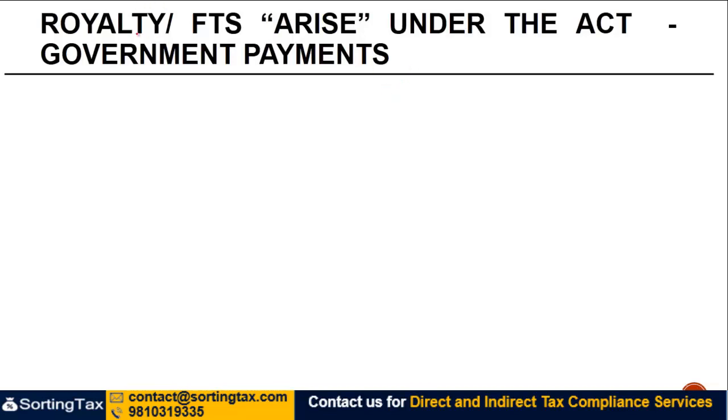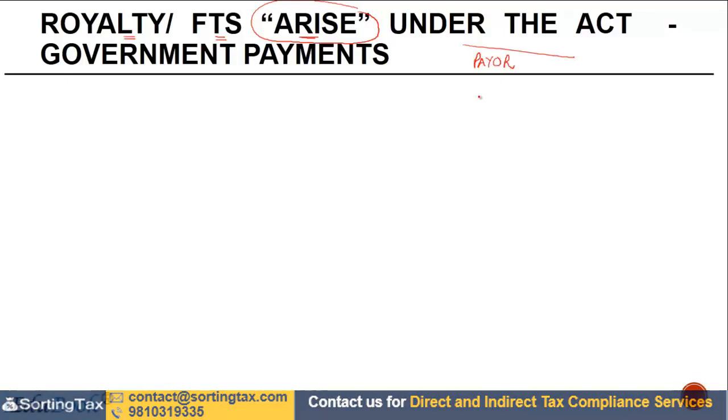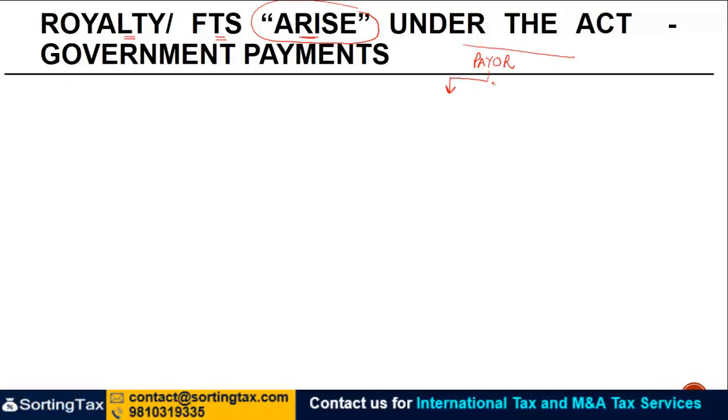Now let us look at when does royalty or FTS arise under the Act. One of the conditions for taxation of royalty is that it should arise in India, right? Interestingly, whether or not a royalty arises, insofar as royalty and FTS is concerned, is determined more by who is the payer, right? And for these purposes, both royalty and FTS, the payers have been classified into three categories.